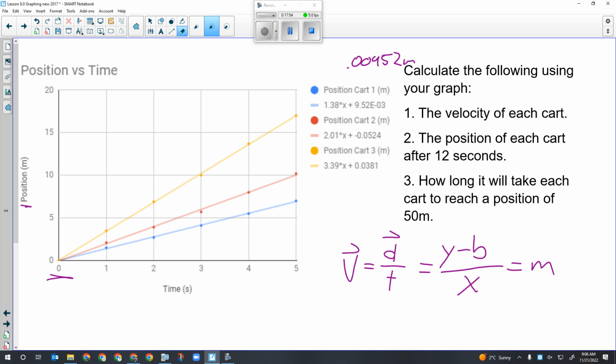That's what our lab tomorrow is going to be about. We're going to get several sets of data by running some carts down the hallway, and we're going to graph them, and we're going to calculate using the graph their velocities. Everybody with me so far? So can we do question number 1 right now pretty easily without any calculating?